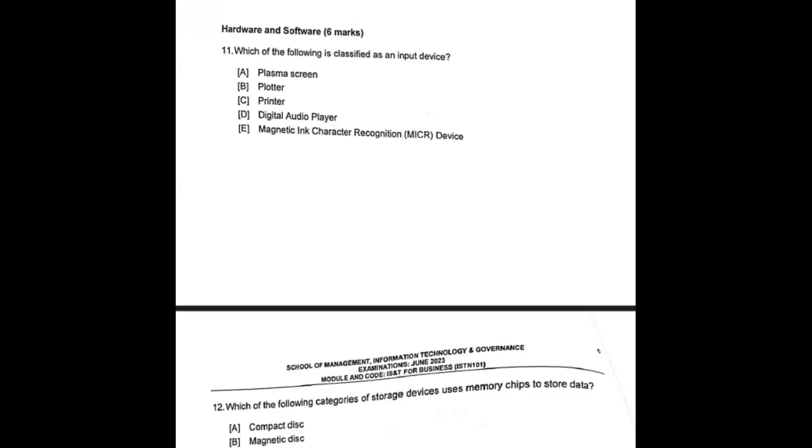So 11. Which of the following is classified as an input device? Now, an input device puts something into the system. A plasma screen is like a TV screen. It doesn't. That's an output. It gives pictures. A plotter gives output when you do something on the computer, it plots it. So that's output. Printer is output, audio player is output.